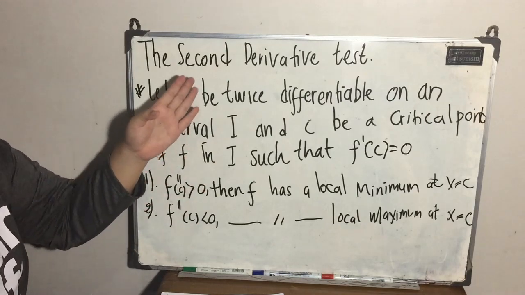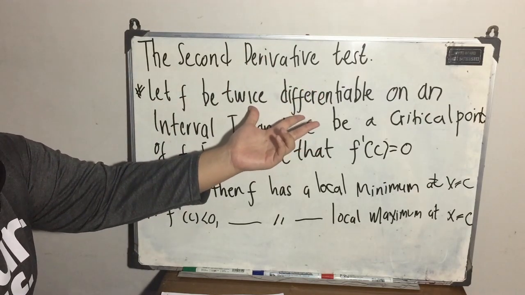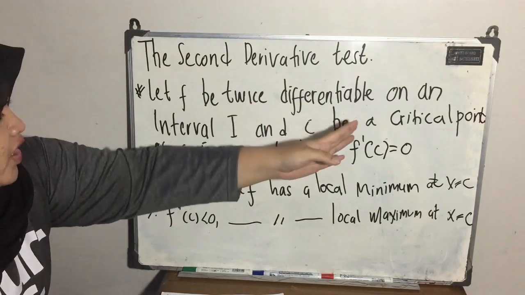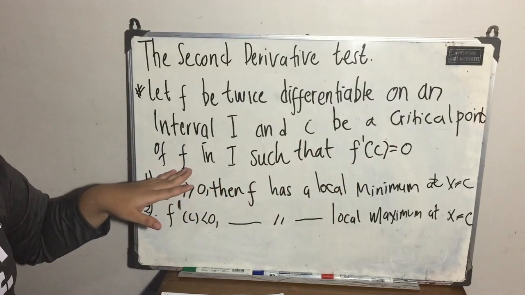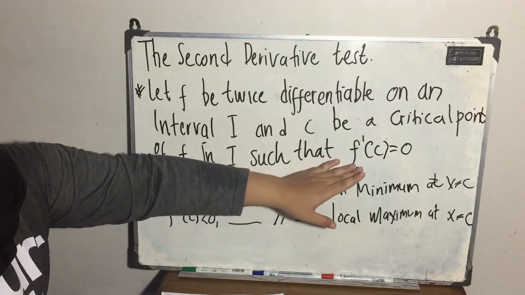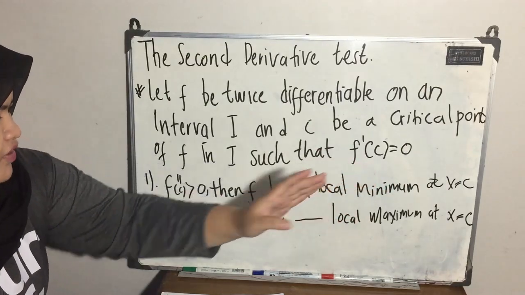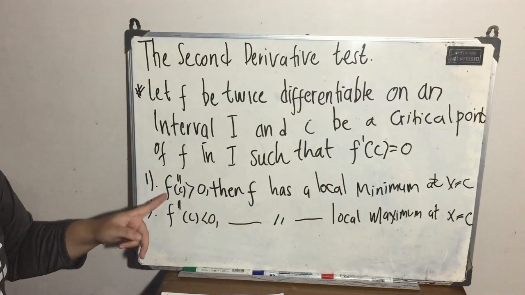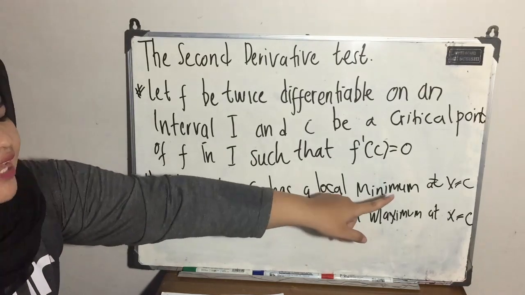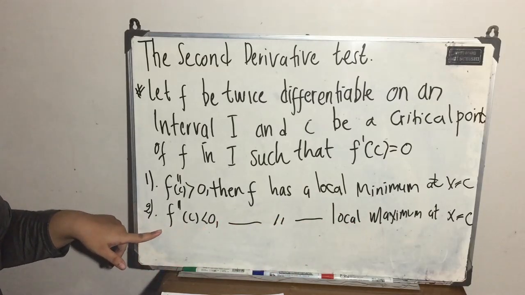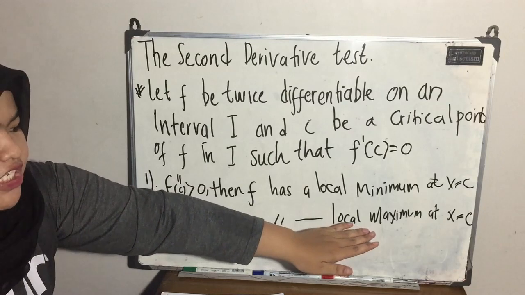Okay, now the second derivative test. Let f be twice differentiable, meaning it has to be differentiable on an interval I, and c be a critical point of f in I such that the first derivative f'(c) equals 0. This one is a critical point, you already learned about this. And the second derivative, if more than 0, then f has a local minimum at x equals c. And if the second derivative is less than 0, then f has a local maximum at x equals c.